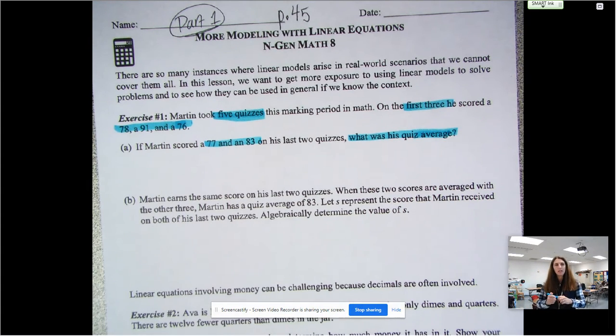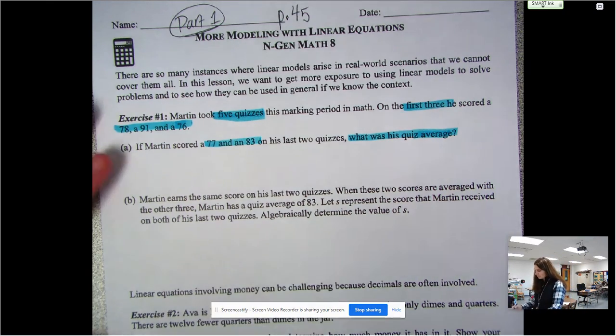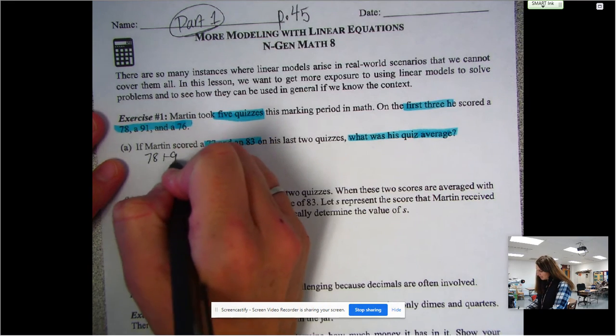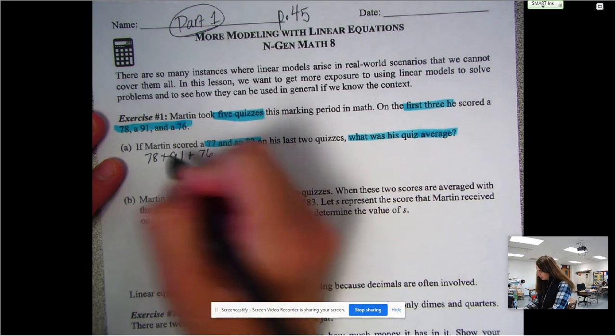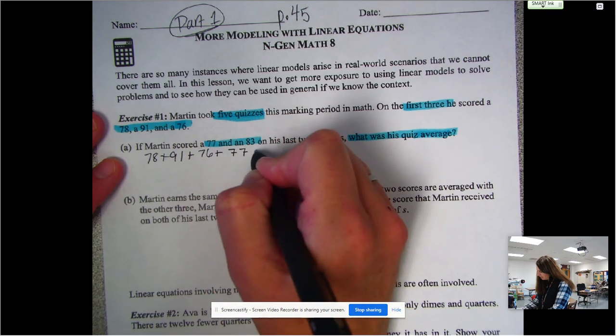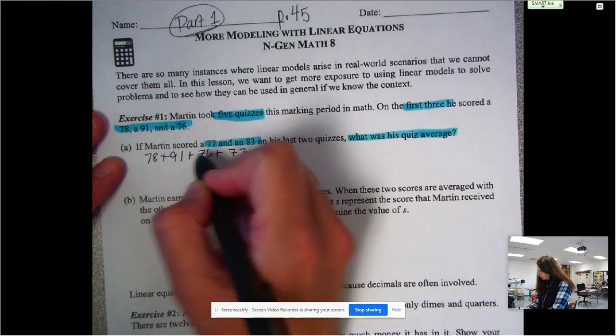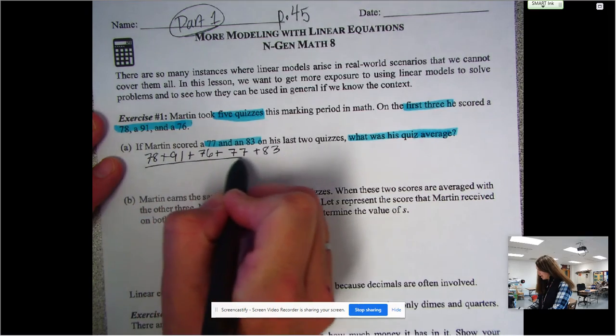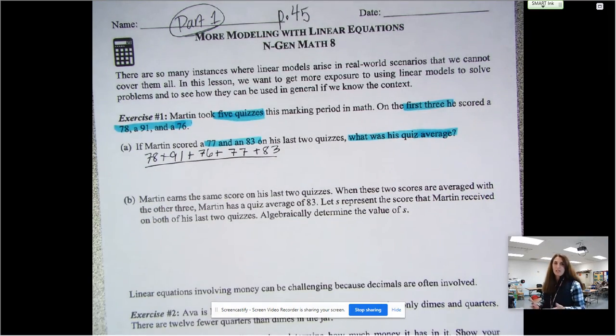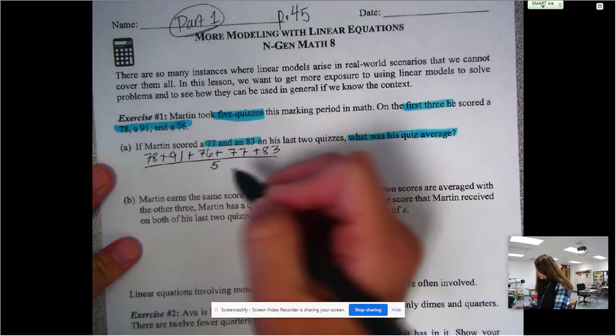So let's just quickly remind ourselves about how to find an average. In order to find an average, sometimes it's called a mean, that's the fancier word in math, we add up all of the numbers and then we divide by the number of numbers. I feel like some of you were saying that in your brain before I was saying it out loud. So we're going to take 78 plus 91 plus 76 plus 77 plus 83. And when we get that answer, we're going to divide all of it by the number of quizzes that he took, which was 5 quizzes. They already told us that, so we don't have to count it up.